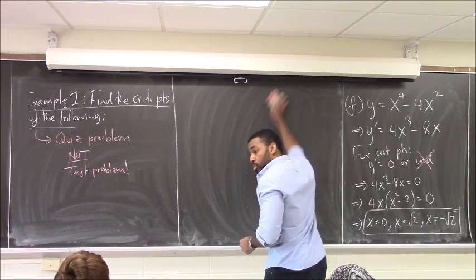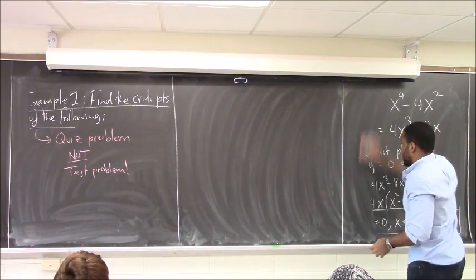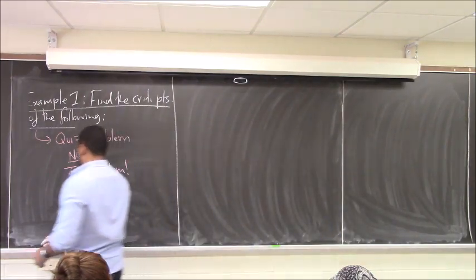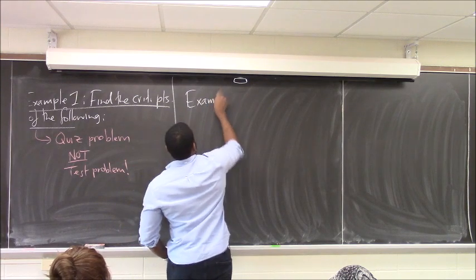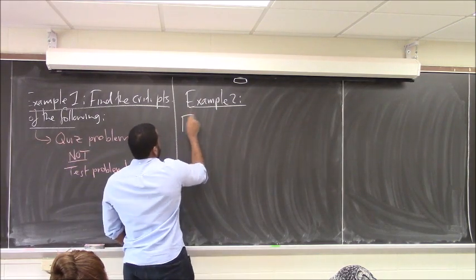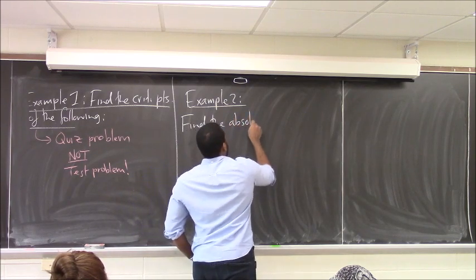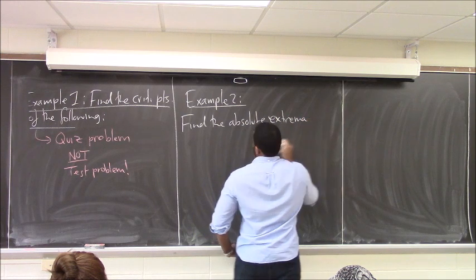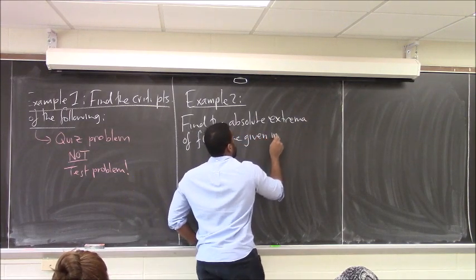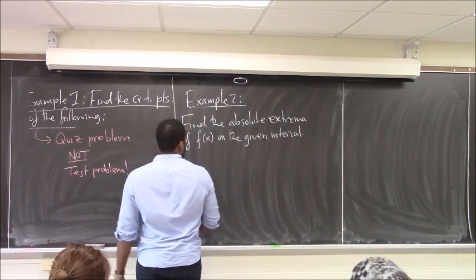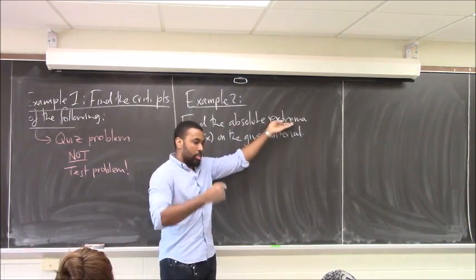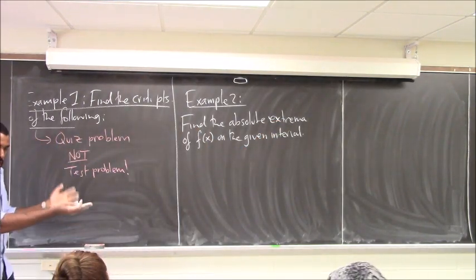Now, the next kind of example, though, is something that would be a standalone problem in a quiz and a test. And that's the idea of finding the absolute maximum and minimum. So that leads us to example 2. And the phrasing is usually going to be something like this. We will say something like, find the absolute extrema of f of x on the given interval. Other ways this could be worded, instead of using the word absolute, I might use global. Instead of using extrema, I might spell out max and min. But that's how it's going to be asked.